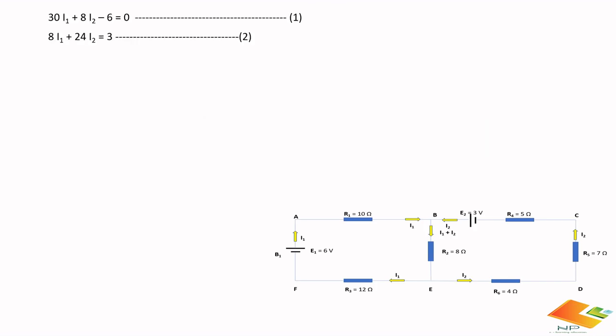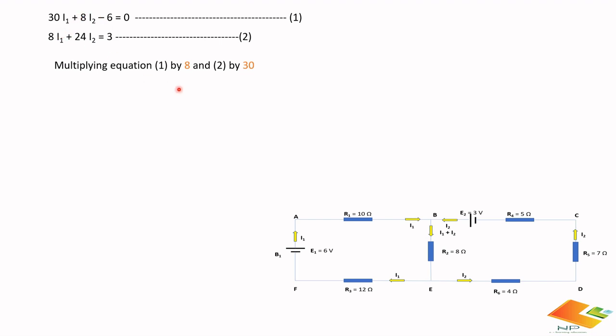Now here we are taking equation number 1 and equation number 2. So what is the equation number 1? Equation number 1 is 30 I1 plus 8 I2 minus 6 is equal to 0. And what is the equation number 2? 8 I1 plus 24 I2 is equal to 3. Now we will multiply the equation number 1 by 8 and equation number 2 by 30.